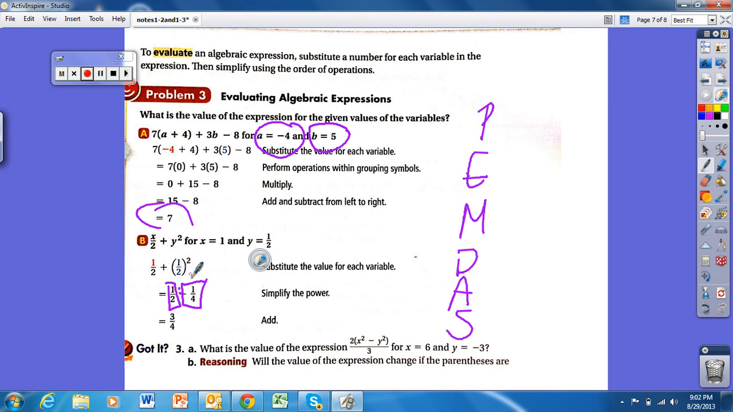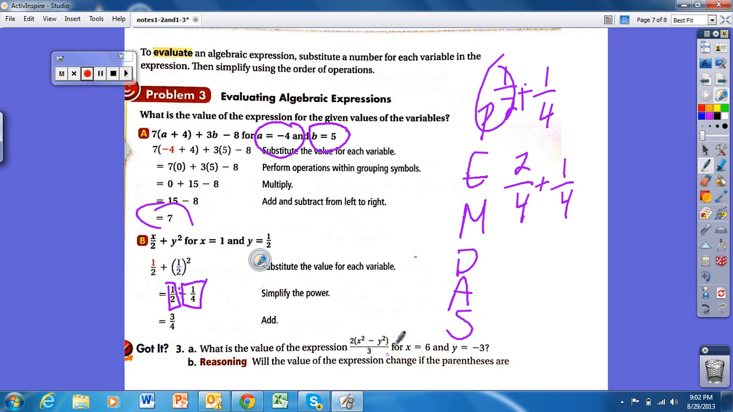And remember, to add 1/2 plus 1/4, you need a common denominator of 4. So your 1/2 turns into 2/4 plus 1/4, which is 3/4.